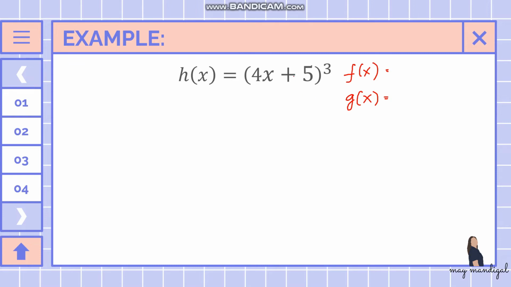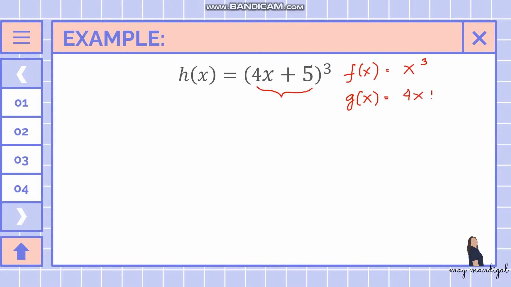In this case, this is our whole function. A quantity is being raised to 3, so we can write it as x cubed. A quantity, which is let's say just x, is being raised to 3. That is the outer function. Now, how about the inner function? That quantity that is being raised to 3 will be our inner function, which is 4x plus 5. So that will be our g of x.